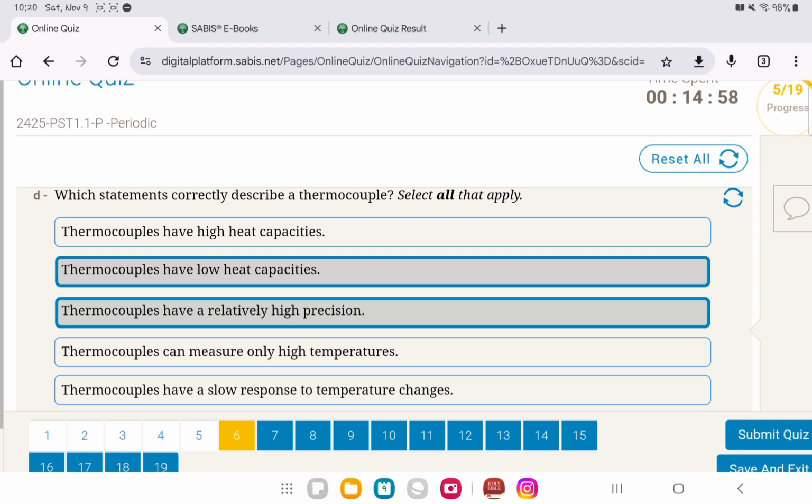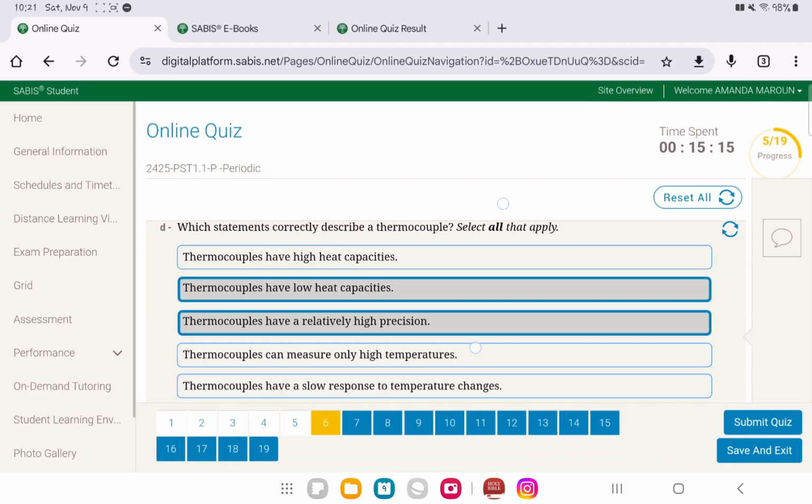They can measure only high temperatures? No, they have a wide variety of measuring the temperature. They can measure really cold temperatures or really hot temperatures, okay? And do they have a slow response? No, they have a fast response to temperature changes. So the only 2 answers are these 2.